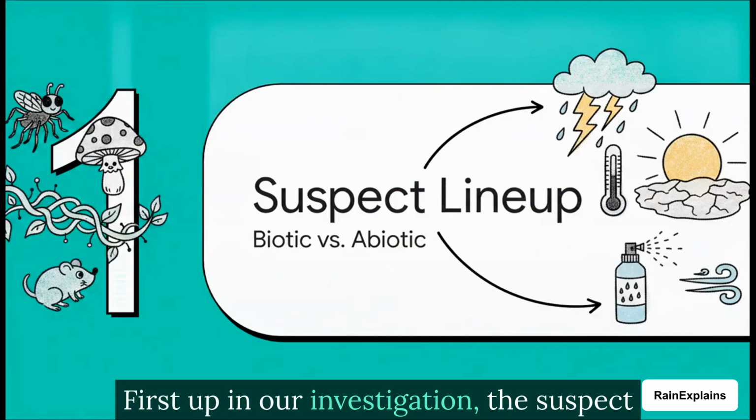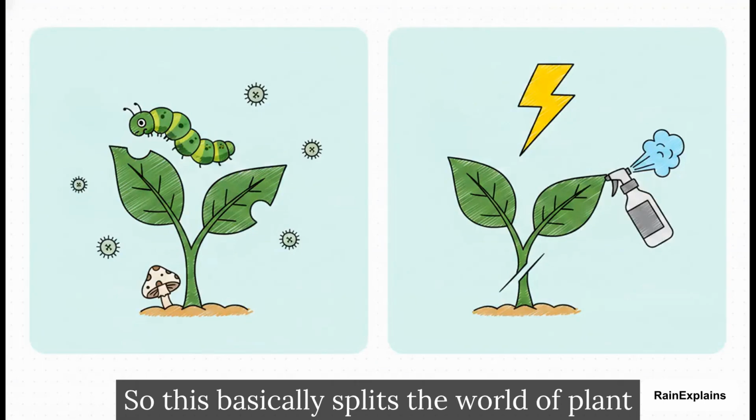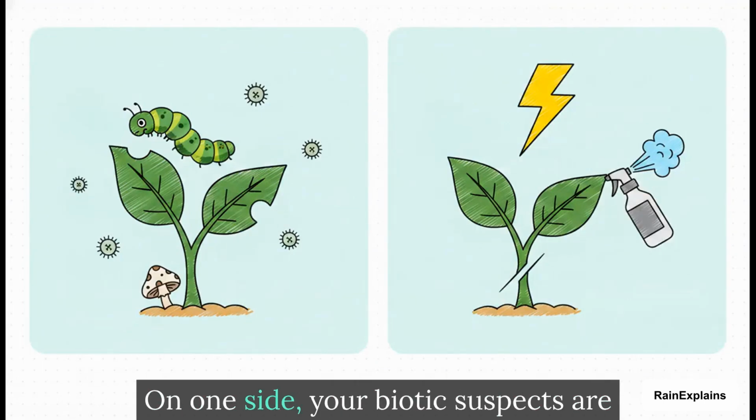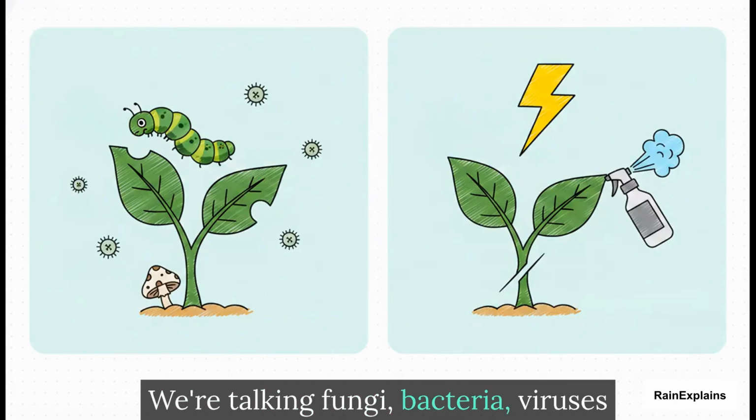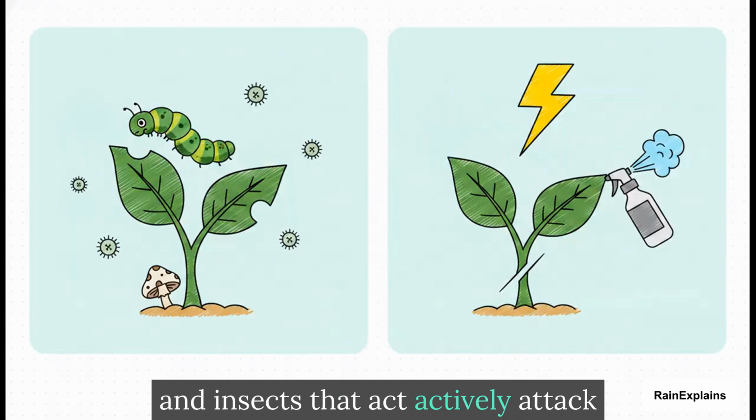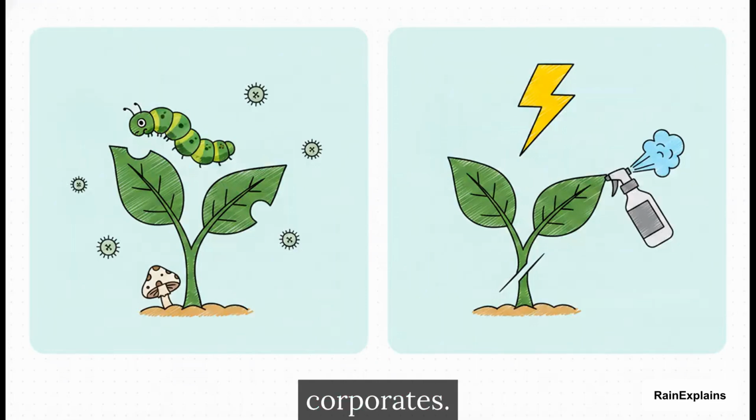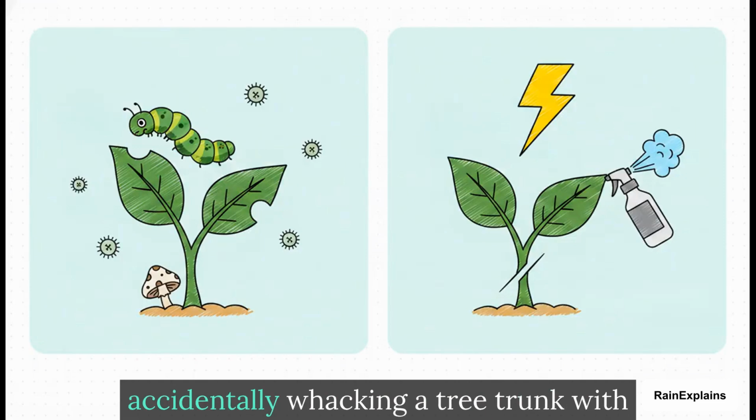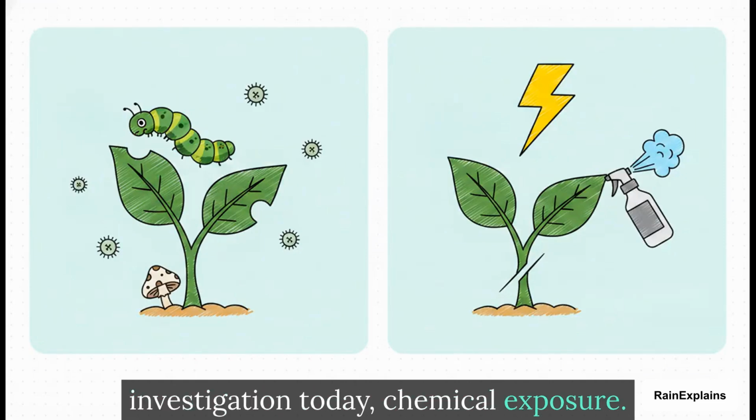First up in our investigation, the suspect lineup. Biotic versus abiotic. So this basically splits the world of plant problems right down the middle. On one side, your biotic suspects are the living organisms. We're talking fungi, bacteria, viruses, and insects that actively attack specific plants. On the flip side, we have abiotic culprits. These are non-living environmental stressors. This includes things like extreme weather, mechanical damage, like, say, accidentally whacking a tree trunk with your weed whacker, and crucially for our investigation today, chemical exposure.